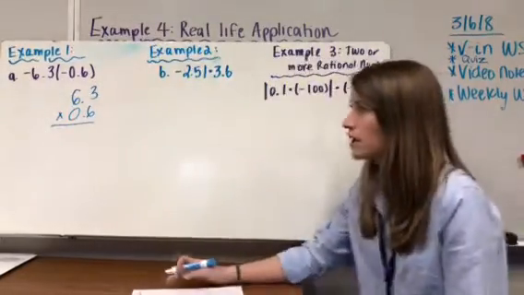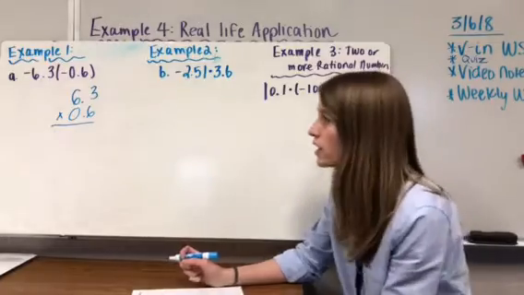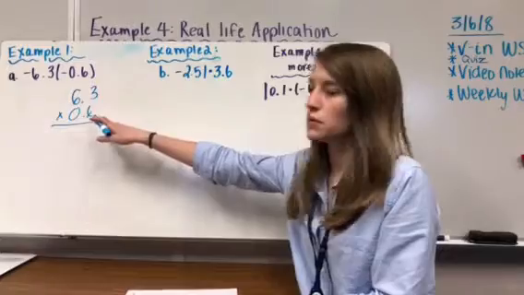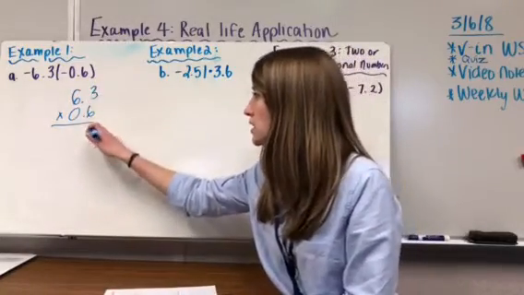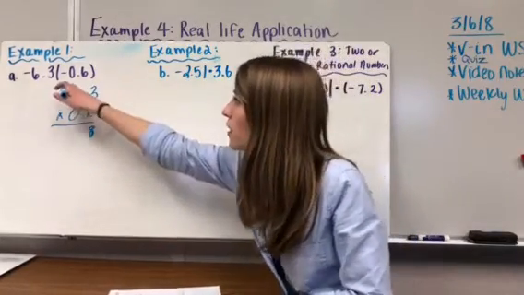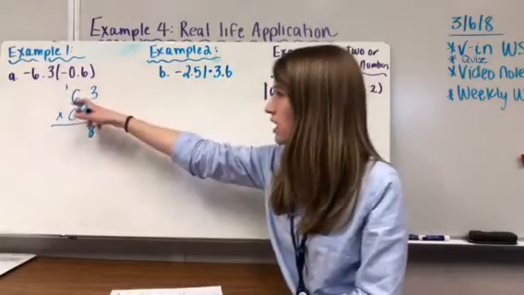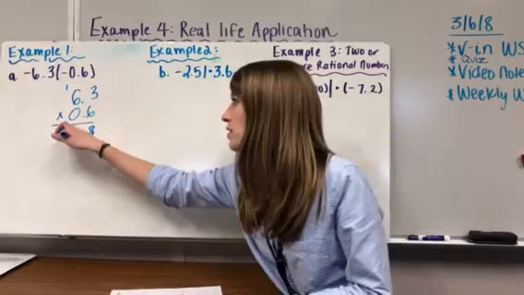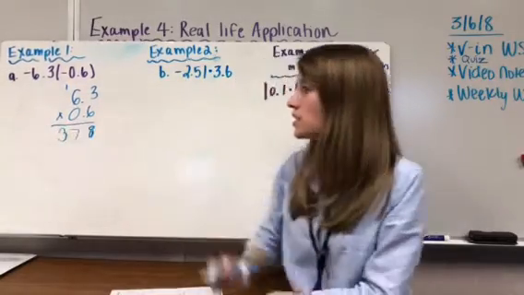Alright, I've lined up my numbers on the right side. I've ignored the negative. I have 6.3 times 0.6. So we'll start with the 1's place here. 6 times 3 is 18, so I have 8, carry the 1. 6 times 6 is 36, plus 1 gets me 37. So it looks like I have 378.